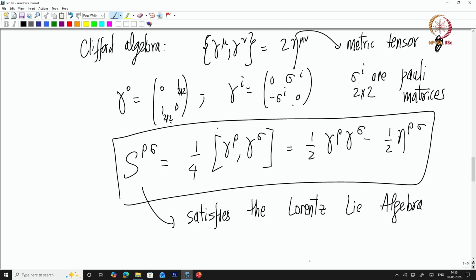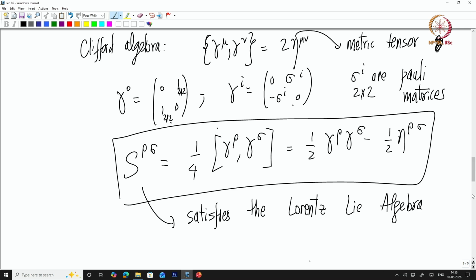The anti-commutators we can keep aside, but if you look into the commutator of the gamma matrices, it is 1 by 4 times the commutator of gamma rho and gamma sigma. So, this is a commutator and it is given in this particular fashion in terms of the metric tensor and the gamma matrices.